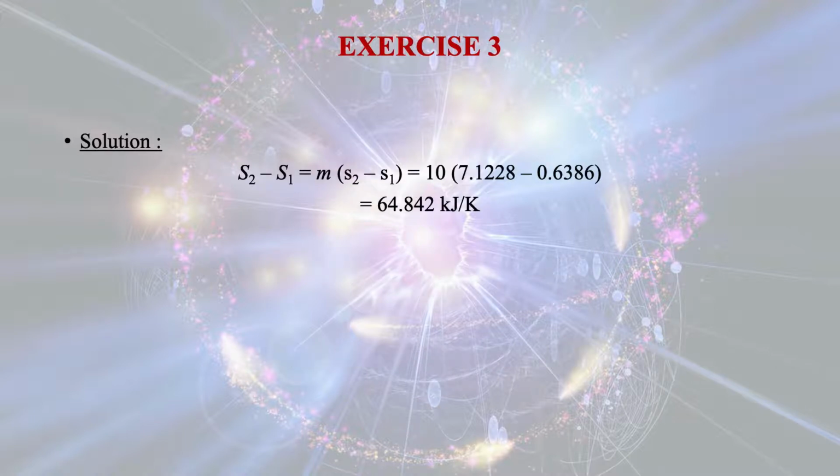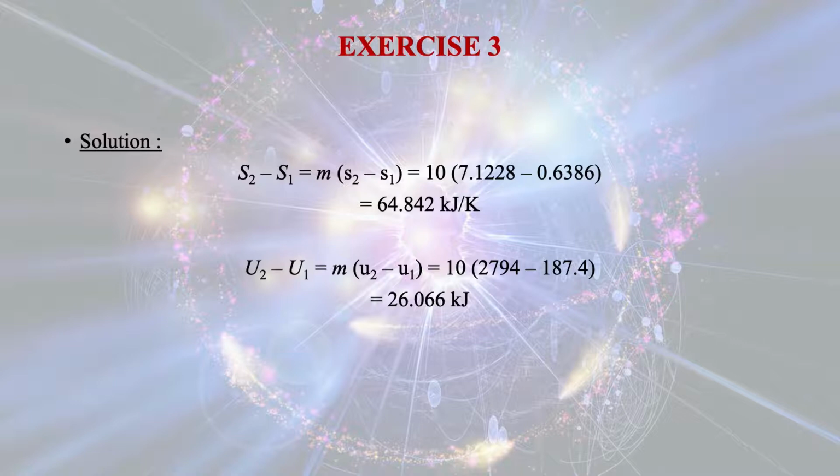Now the final entropy minus initial entropy is equal to mass into small s2, that is entropy per unit mass, minus s1, that comes out to be 64.842 kilojoule per kg. In the same way, we can calculate the change in internal energy, that is equal to m into within bracket (U2 minus U1). All values are there. M is given as 10, U2 and U1 are known. We can calculate the change in internal energy, which is equal to 26.066 kilojoule.